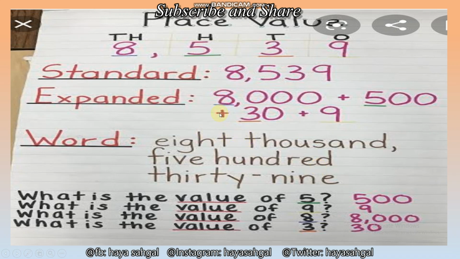Here is the example, 8,539. How will we write it in standard form? It is written in the form of figures, so that is the standard form. How to write it in expanded form? We will add zeros with 8 thousands, with 5 hundreds, with 3 that is 30, and with 9 that is alone because it is ones. Word form we will write in spelling. With this example, we can easily know the values of the number. So 5 over here is 100, 9 is ones, 8 is 8000, 3 is 30.